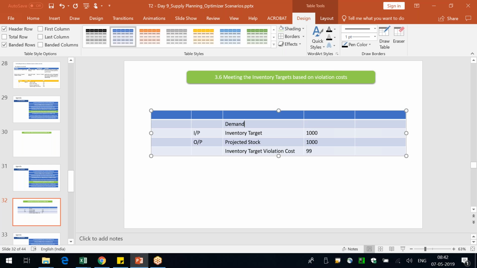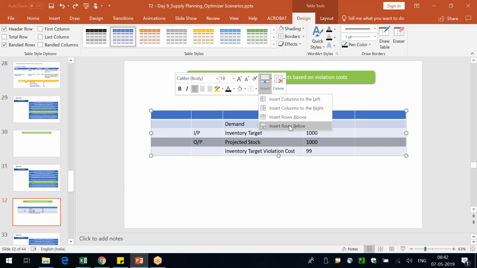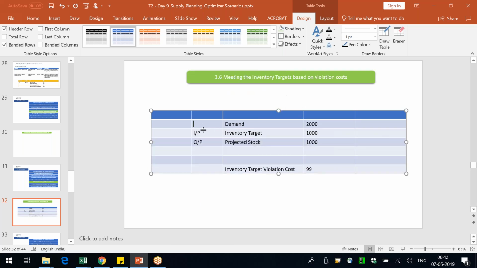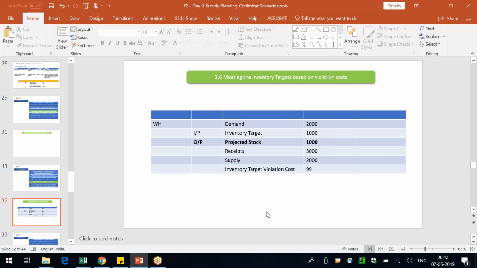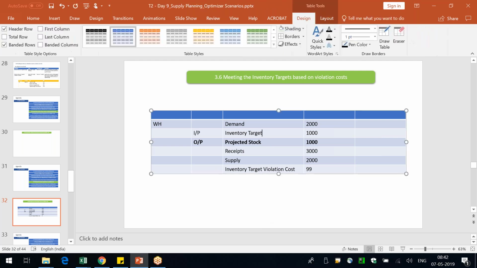So if the demand at this, let's say, is 2,000, and let's say this is a warehouse, so it receives 3,000 and it supplies the customer 2,000. What happens to the remaining 1,000? That comes into the projected stock. Got it? So with the inventory targets, you can influence your supply plan.